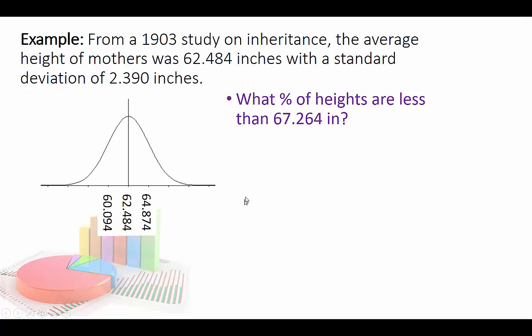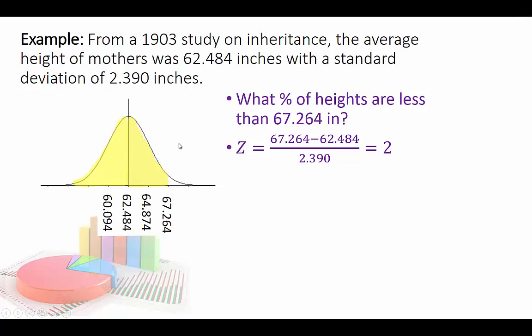Okay, now we want to know what percent of heights are less than 67.264 inches. Well, we're going to calculate the z-score. We're going to find out the number of standard deviations that is away. And there's a reason I picked it, because if I go that minus my mean divided by my standard deviation, I get 2. Okay, so 2 standard deviations, that means it's right here. And I'm trying to know what's less. So that's this area over here.